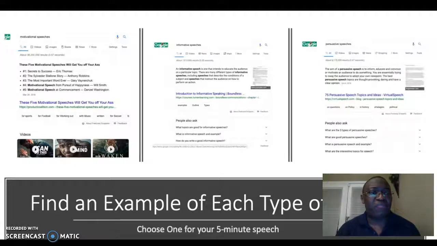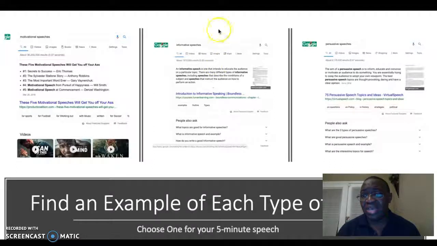If you look on top left here, we have some of the best speakers: Tony Robbins, Eric Thomas, Gary Vaynerchuk, Denzel Washington, Will Smith. They're all very good speakers in terms of the motivational world. When it comes to informative speeches, you won't find high-end speakers doing this type of speeches because they're mostly left to teachers, professors, and people in the educational field. But once in a while, you'll find somebody on that end doing it as well.